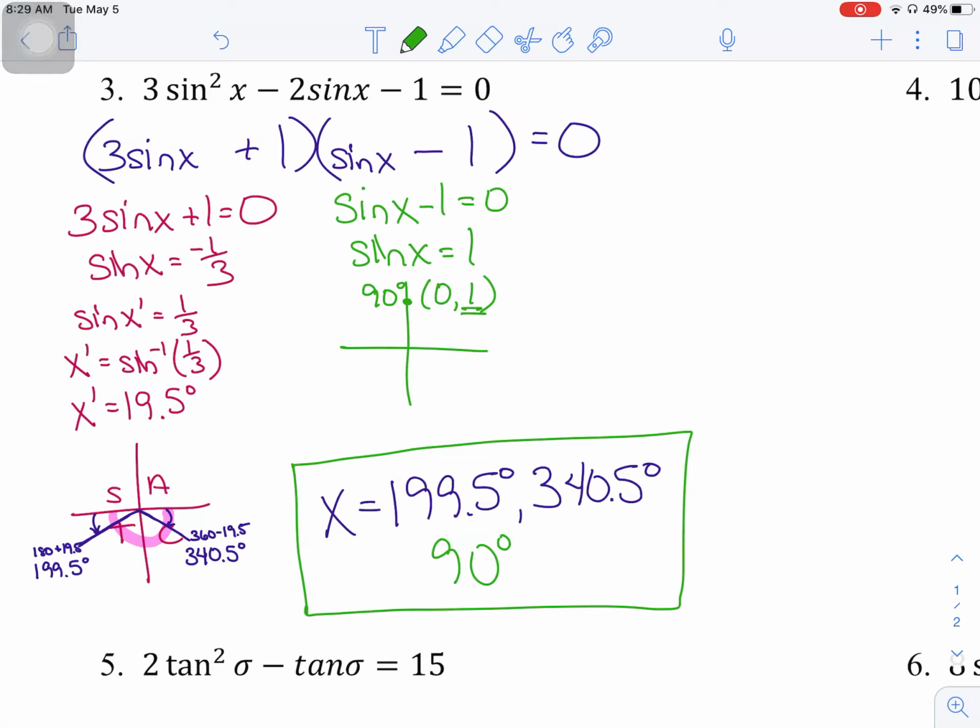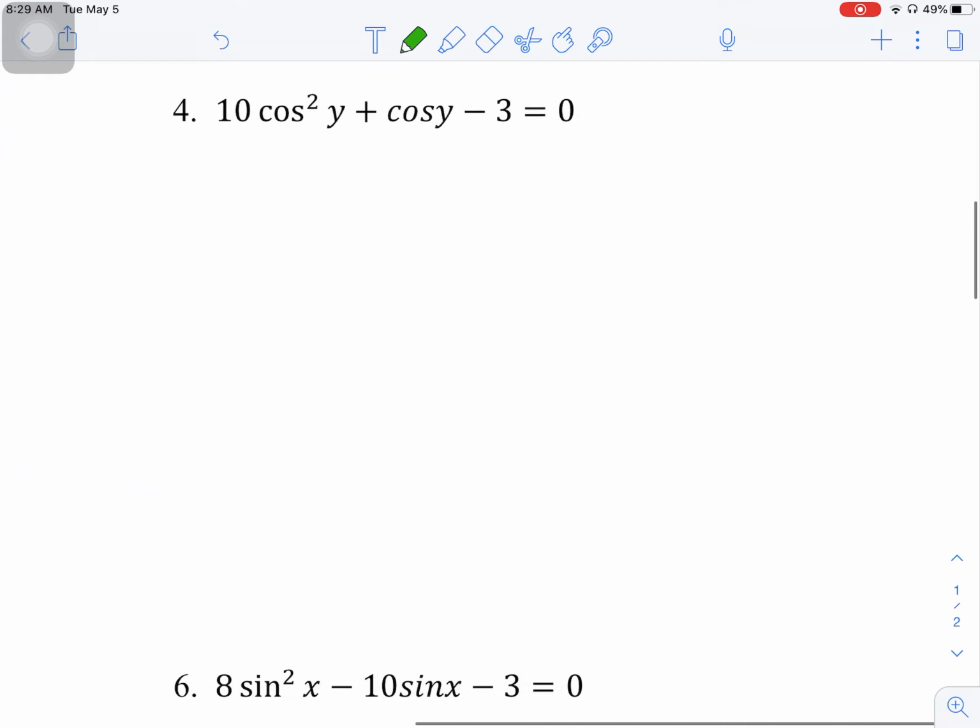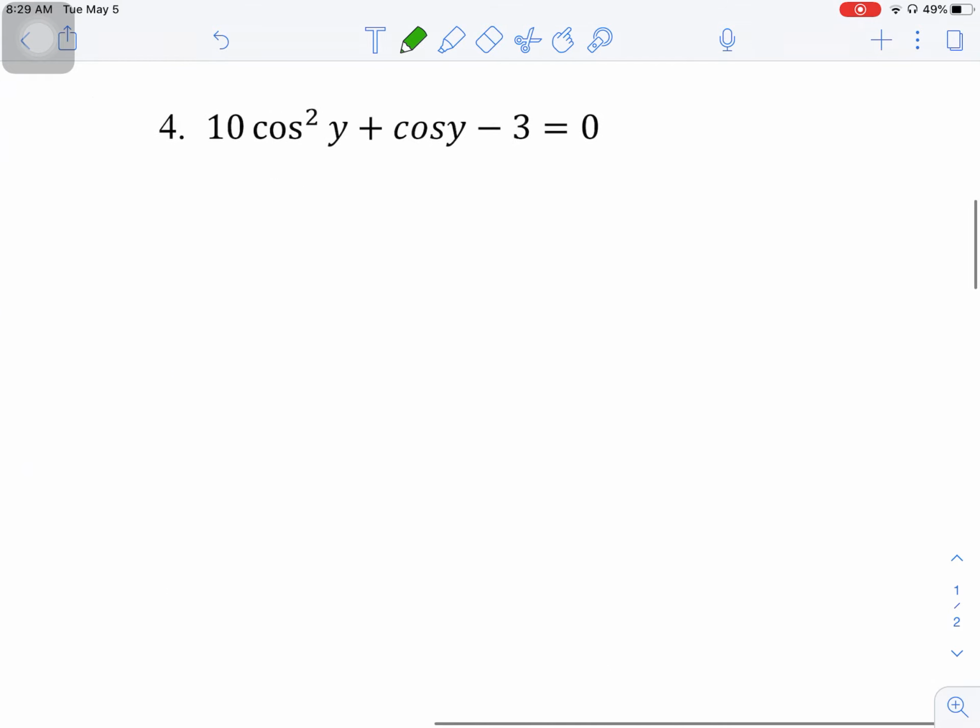I'm going to go ahead and slide over to number 4. All right, so problem number 4, I've got cosine squared, I have cosine. This is, again, a problem where I need to do factoring, but conveniently, I don't need to do the same replacement that I did in, like, problem number 1 and 2. All right, so let's see what we've got here. 3, 1.